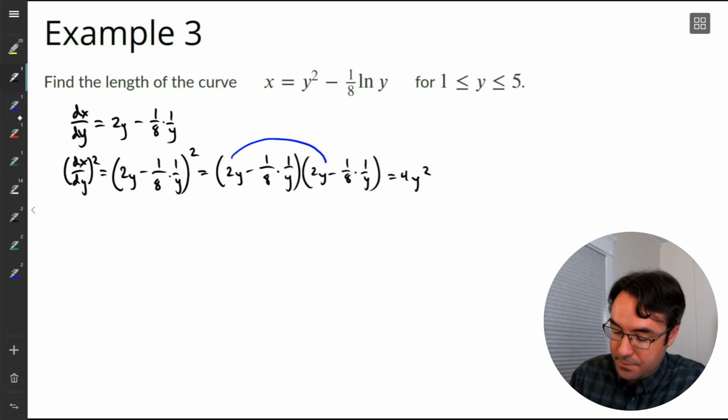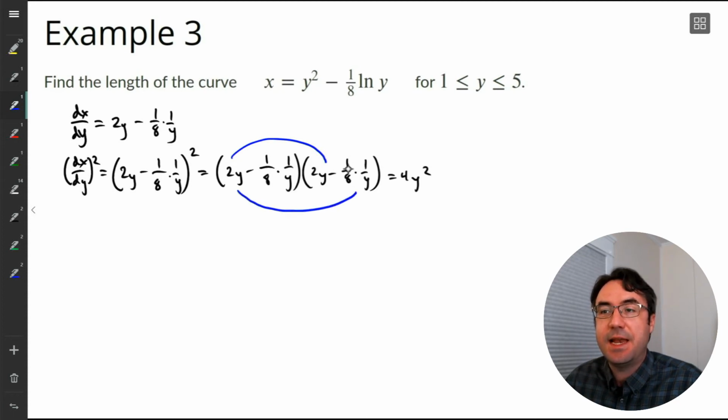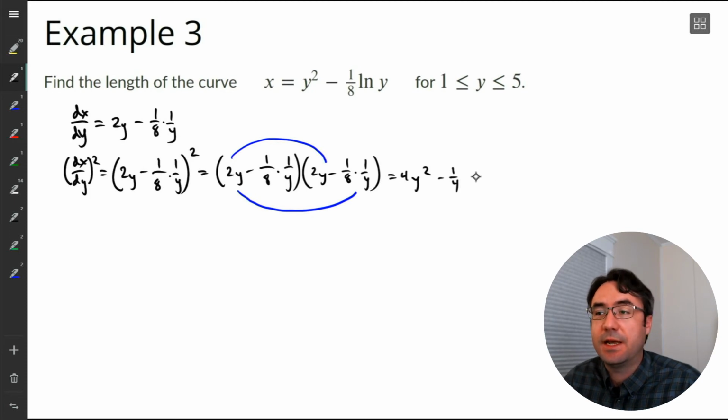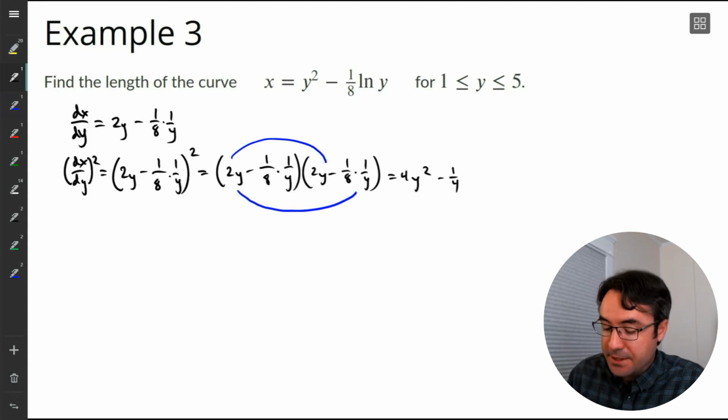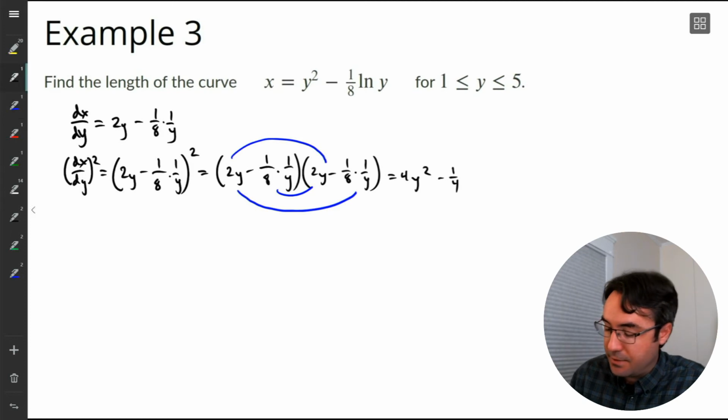Then we multiply the 2y with this negative 1 over 8 times 1 over y. And when we do this, the 2 times the negative 1/8 is going to give us negative 1/4, and then the y times 1 over y is just going to give us 1. So we're going to get negative 1/4 from multiplying this 2y with this term here. Same thing right here. When we multiply the inner terms, negative 1 over 8 times 1 over y times the 2y here, we end up with another negative 1 over 4.